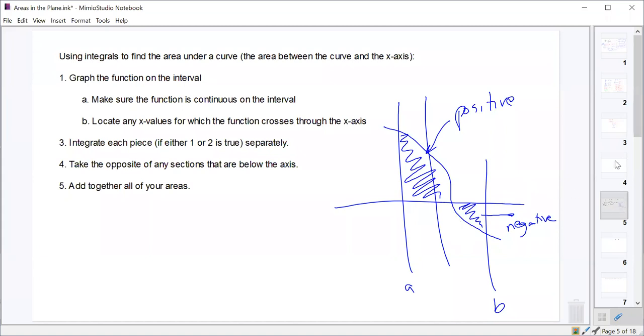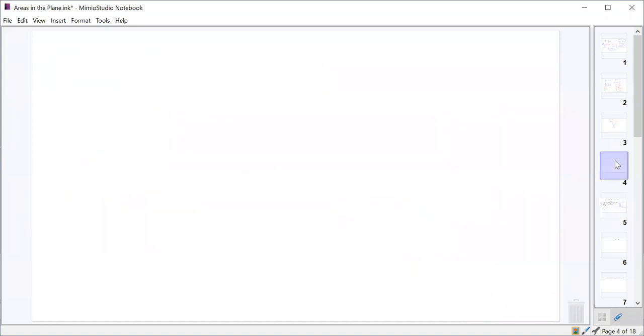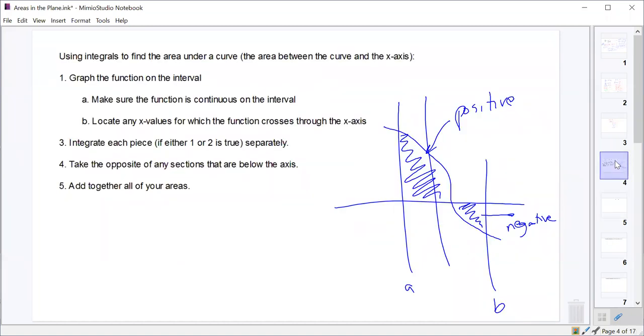Okay. Easy enough, good enough? Any questions on that? Good so far.